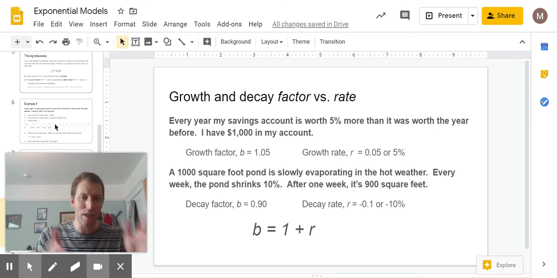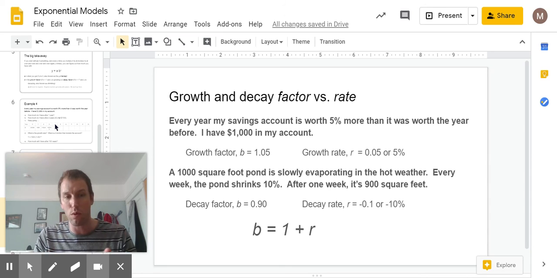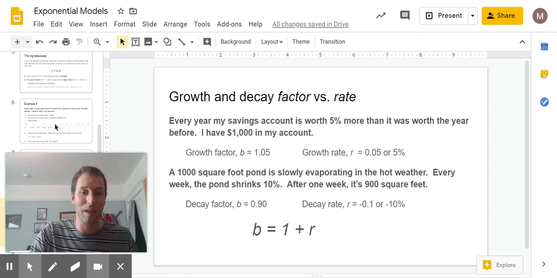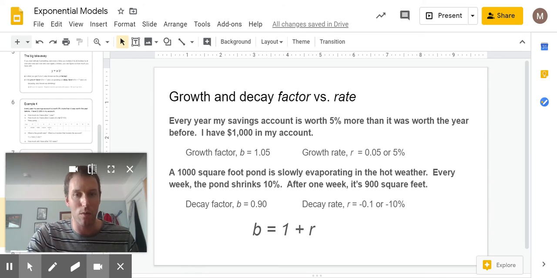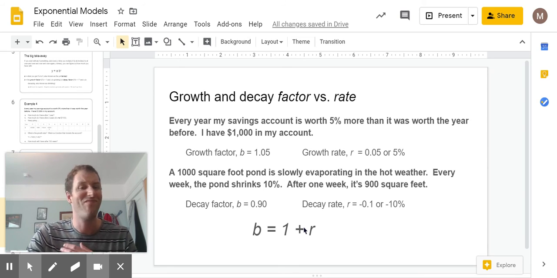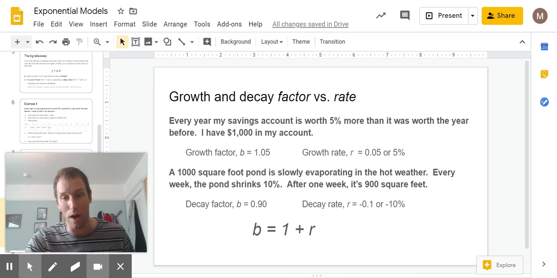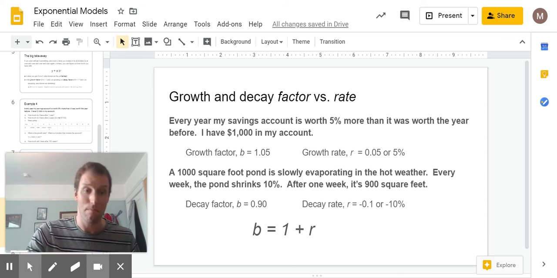So the factor has to go in the equation, but the rate is what we actually say, and they have an incredibly simple connection. Resist the urge to overcomplicate this connection. The factor that goes in the equation is simply the rate plus 1. That's it. That 1 you can think of as 100%. So if it's growing 5% or 0.05, add 1, I get 1.05. If it's shrinking 10% or negative 0.1, add 1 and I get 0.9.